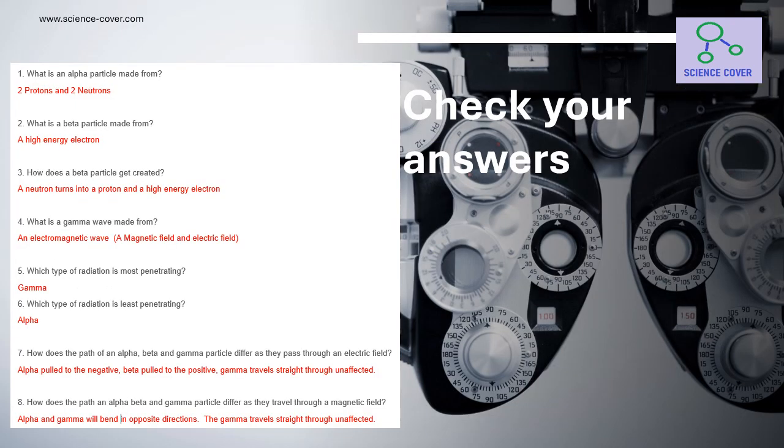Let's check the answers. Question 1. What is an alpha particle made from? It's 2 protons and 2 neutrons, or a helium nucleus. What is a beta particle made from? A high energy electron. How does a beta particle get created? A neutron turns into a proton and creates a high energy electron.